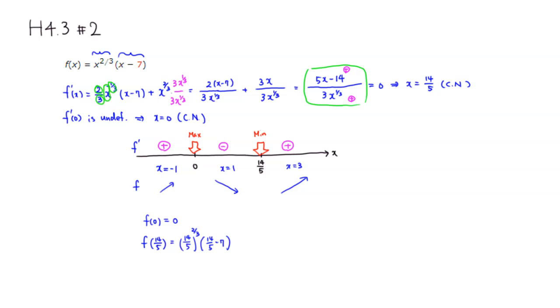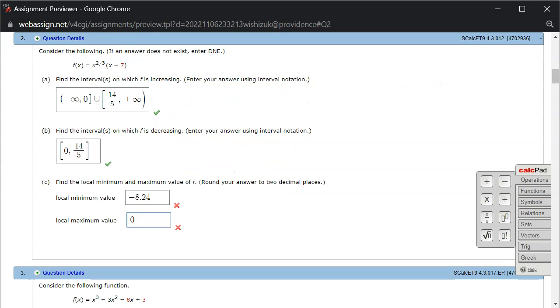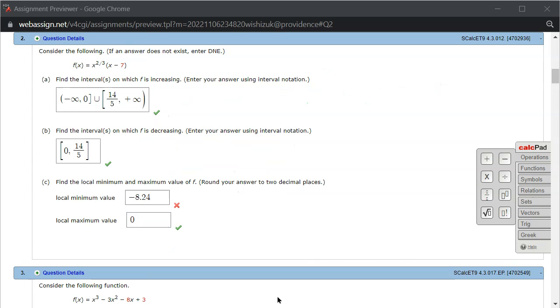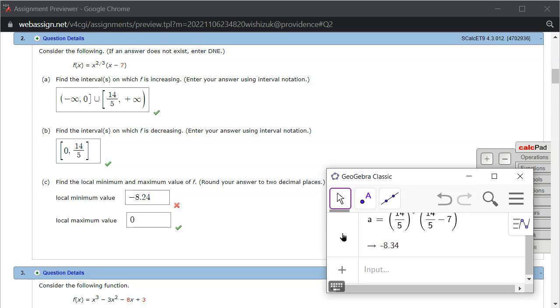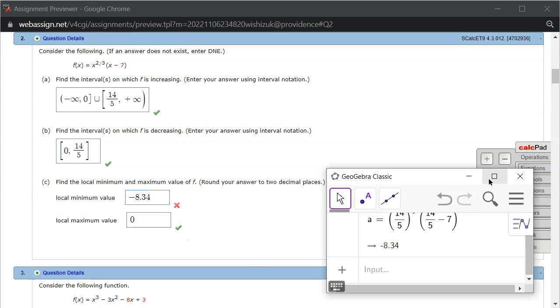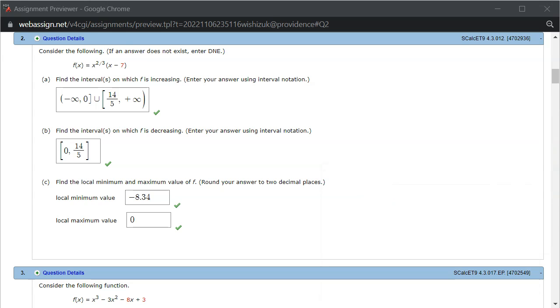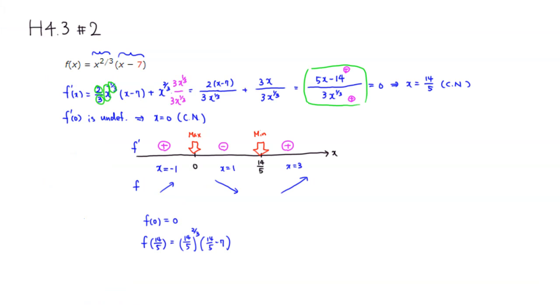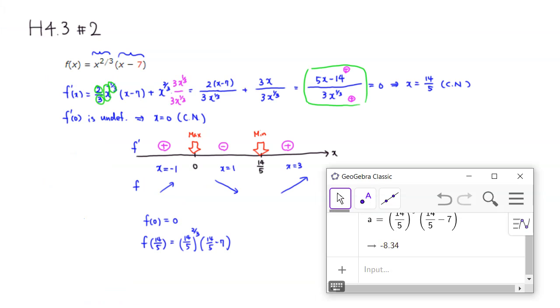Let's check the answer. It came back and looks like I typed it in wrong. 8.34, is that right? Let's make sure. Let's check it again. It came back and looks like we got part C correctly as well. That's it. I hope that this was clear.